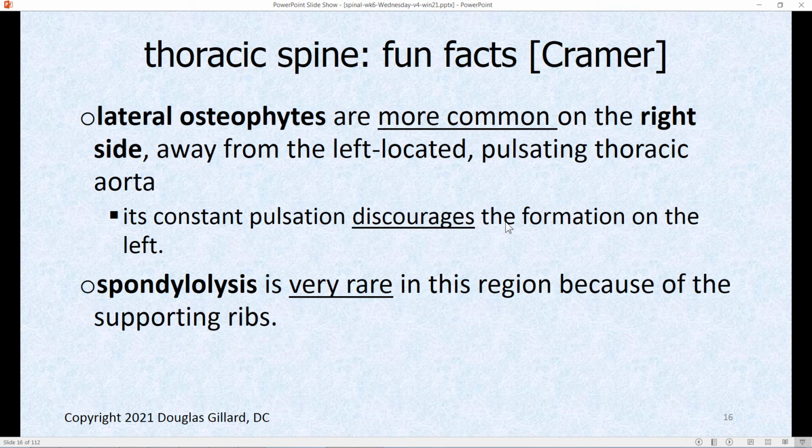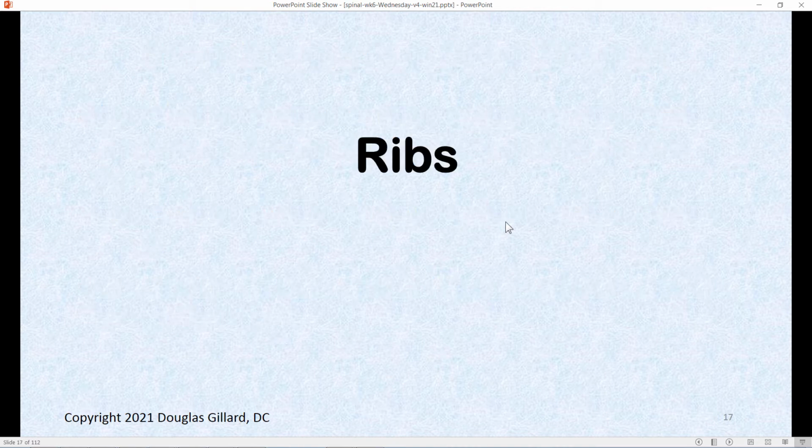Lateral osteophytes, so if you have little bone points coming off the thoracic spine, they're much more common on the right lateral side of the vertebrae. Why? Because of that pulsatile aorta again, it kind of smooths over that left side, so you don't see osteophytes. We used to have a cadaver that looked exactly like that. Tons of osteophytes on the right lateral side, nothing on the left because of that aorta. Spondylolysis, so a broken pars with a slip forward, is very rare because the ribs give such great support to the thoracic motion segment.